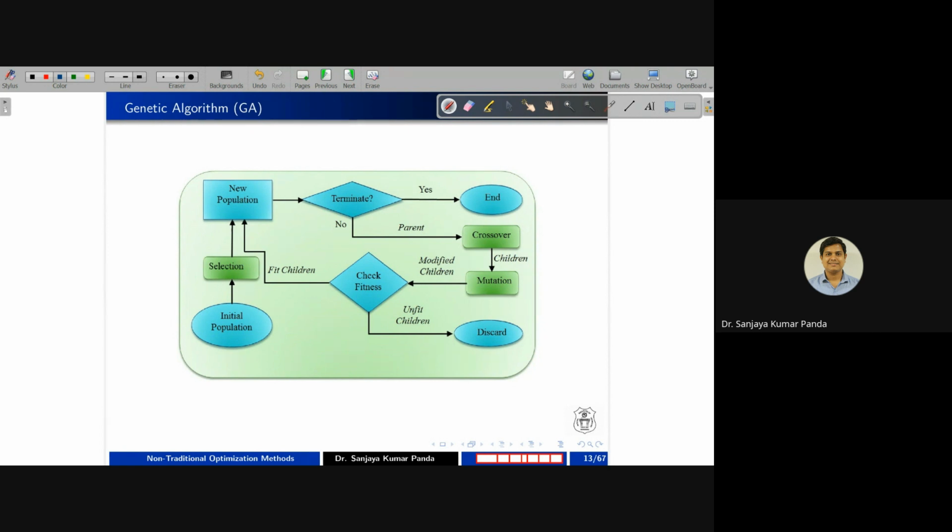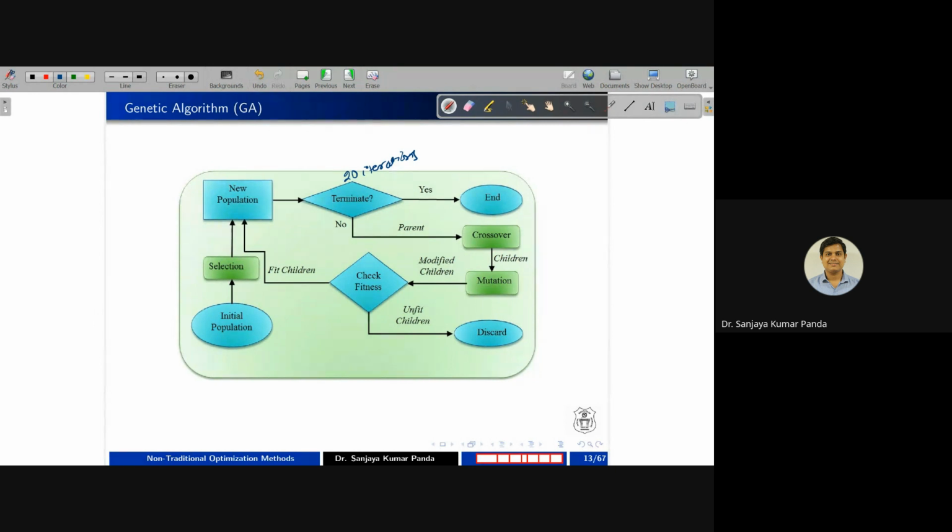For example, I can say you run your genetic algorithm for 20 iterations. After 20 iterations, whatever value you are getting, you have to accept that value. So your termination condition is 20 iterations. Somebody can choose another one.